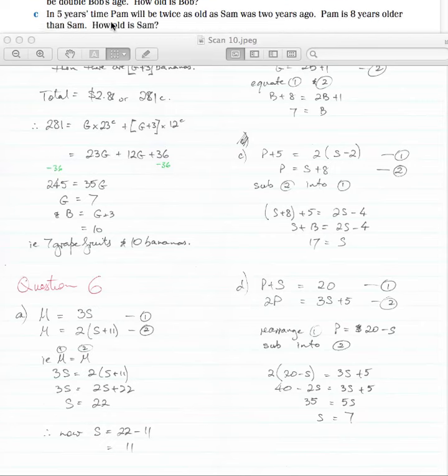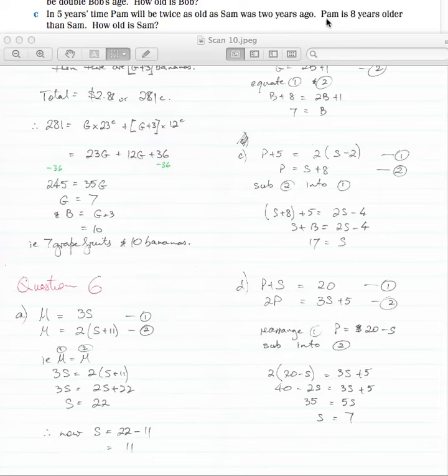Here's question C. In 5 years' time, Pam will be twice as old as Sam was 2 years ago. Okay, in 5 years' time, Pam. So here we are. In 5 years' time, Pam will be twice as old as Sam was. Here's Sam, 2 years ago, twice as old. Okay, so we get this equation here. P plus 5 equals 2S minus 2.